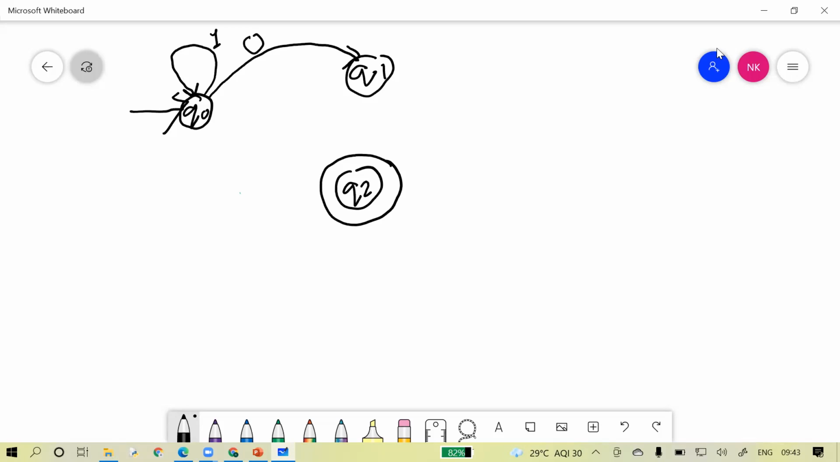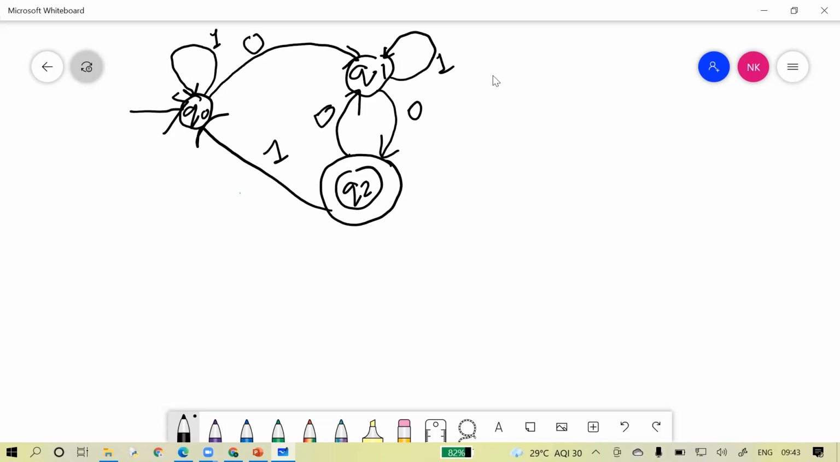So I am done with Q0. Now for Q1, if I pass it 0, it will reach Q2, and if I pass it 1, suppose it goes back to itself. Similarly, for Q2, if I pass it 1, it goes here, and if I pass it 0, maybe it goes back to here. This is just a random example.